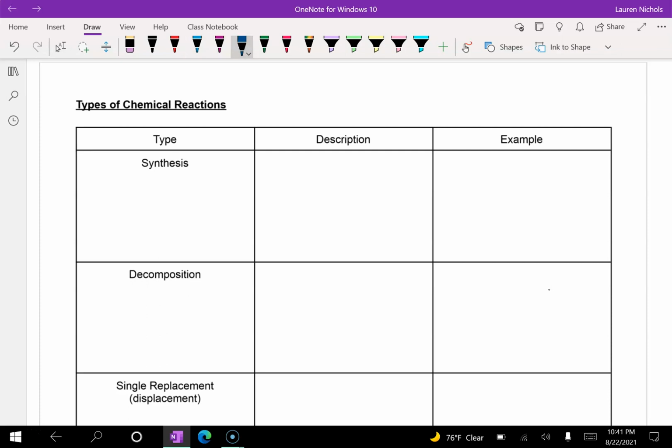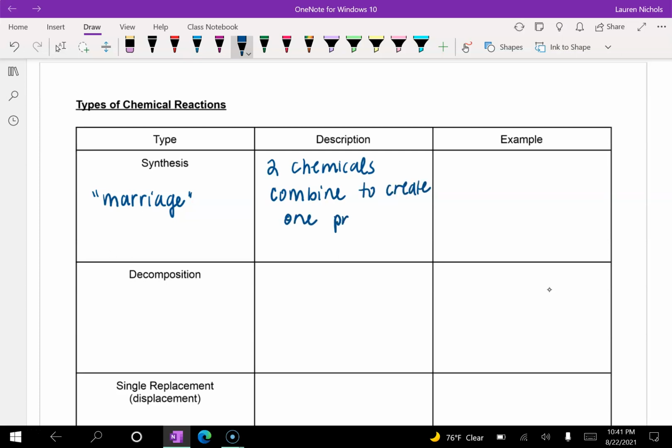So the first thing is that when we look at types, there are 5 main types that we're going to learn about, and I've given them all nicknames. The first one is synthesis, and synthesis gets the nickname of marriage. When we're describing what a synthesis reaction is, this is when you have 2 chemicals, or 2 reactants, that combine to create one product. So we have 2 reactants, but only 1 product.